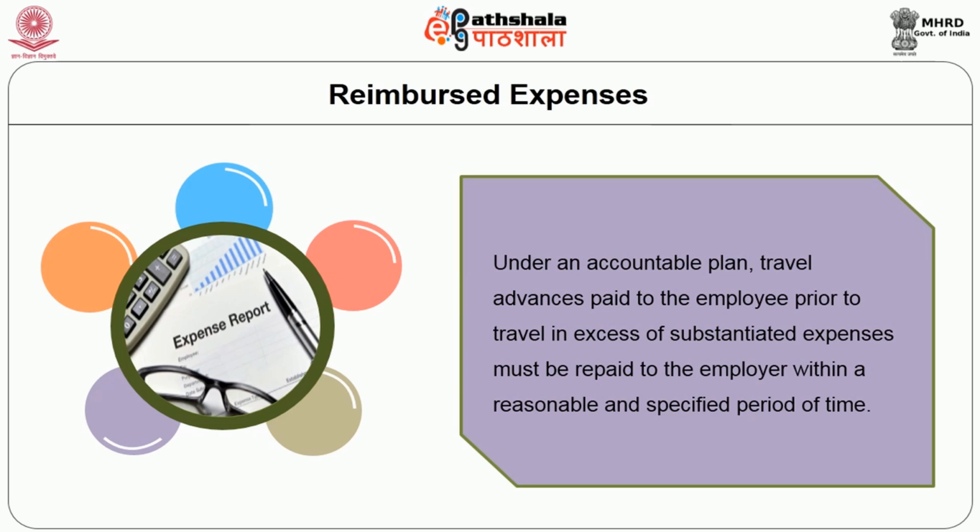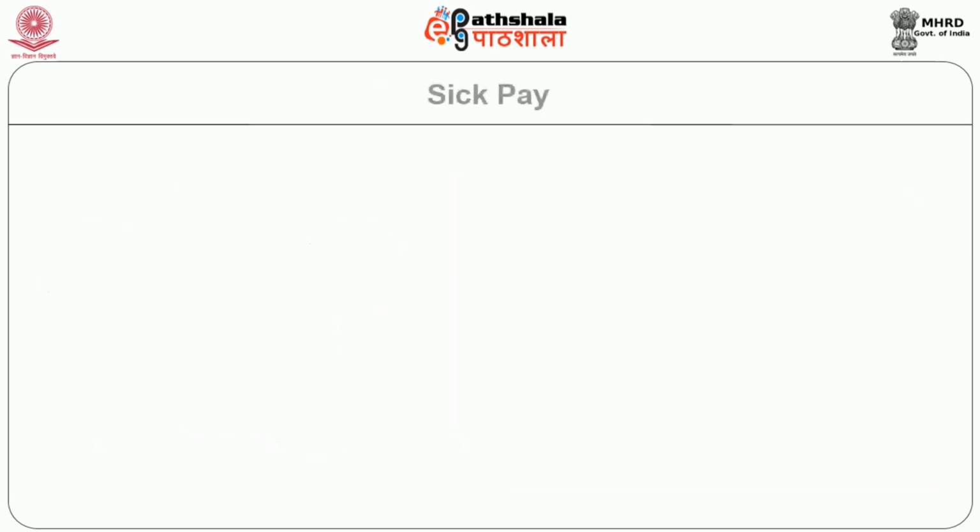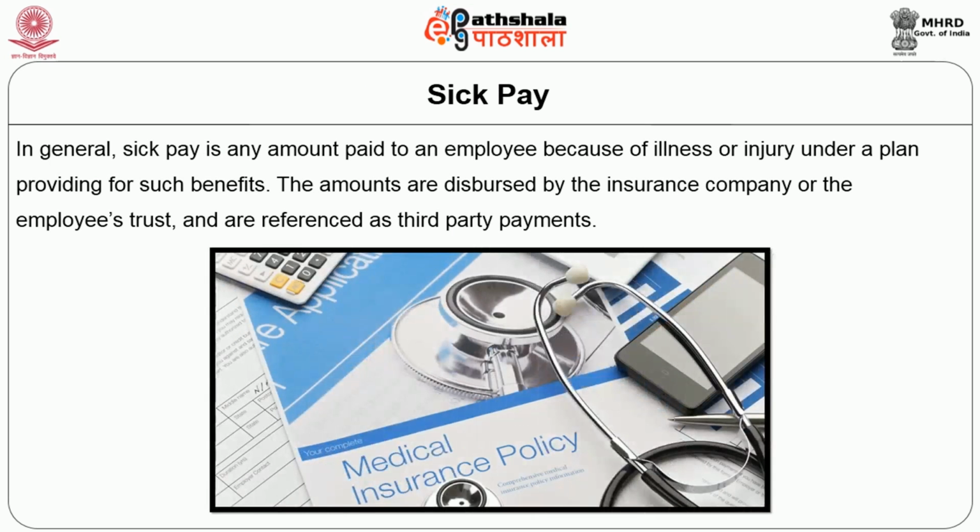Under an accountable plan, the travel allowances of the employees prior to travel, in excess or deficit, must be repaid to the employer within a reasonable and specified period of time through proper receipts and bills. And the next form of compensation is sick pay.